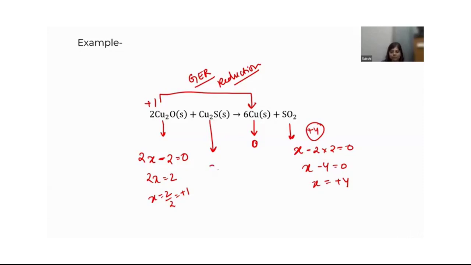Here, sulfur. See, copper, the usual oxidation state is +1. So two copper atoms are there. So 2 into 1 plus x is equal to 0. I don't know sulfur, so I'm putting x. So 2 plus x is equal to 0. X is equal to -2.